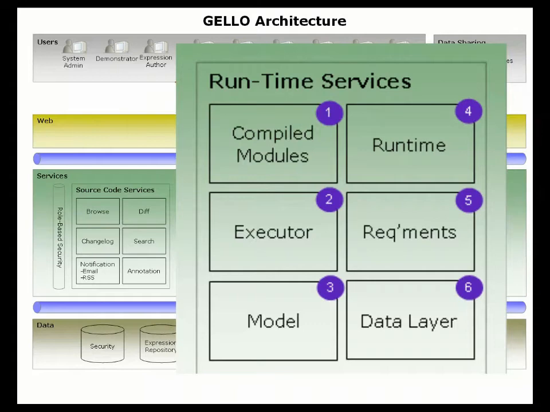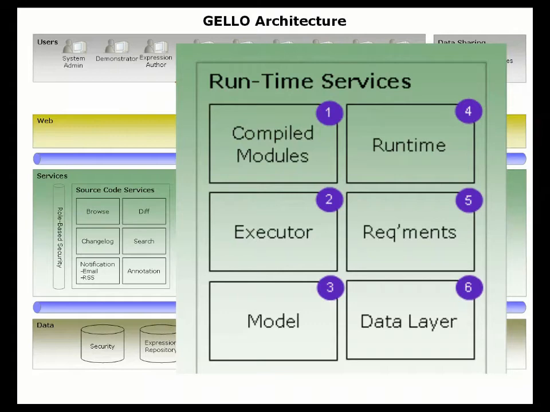For example, if a GELLO expression is testing for a specific observation that has a specific code, the GELLO requirements would be populated with the proper information that a data layer could use to locate the specific observations in the EHR related to that GELLO expression.